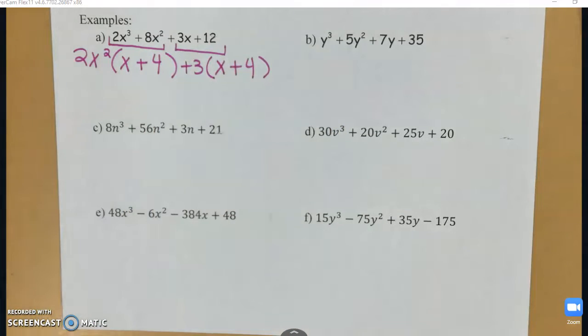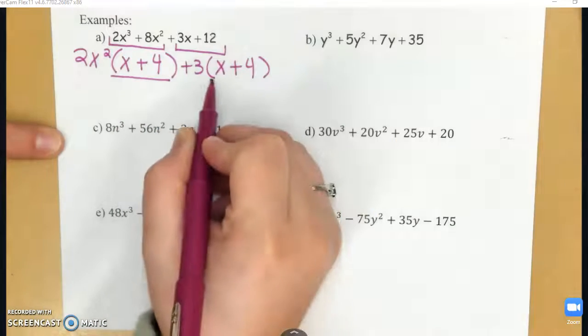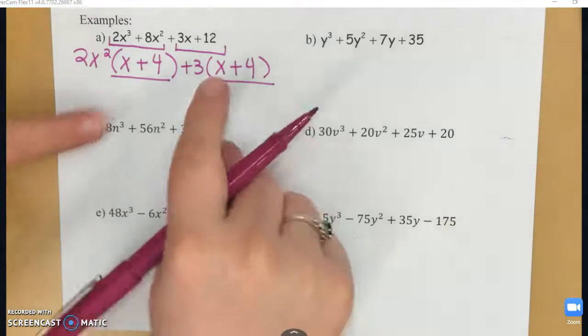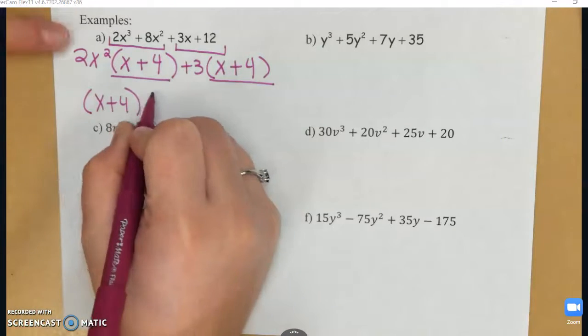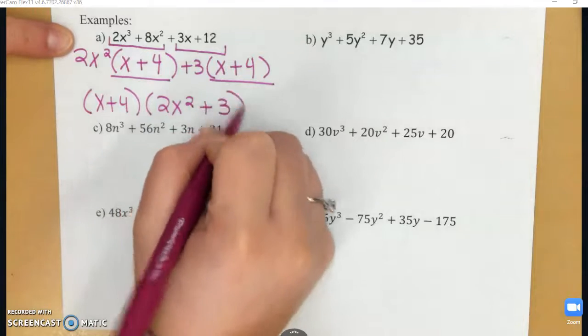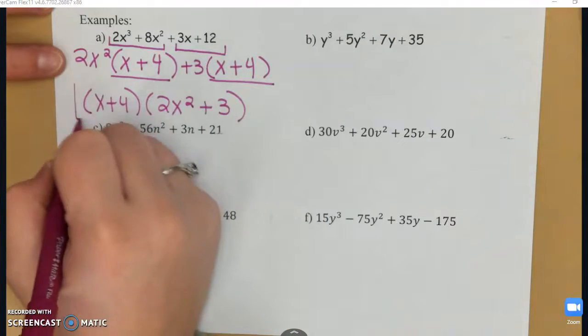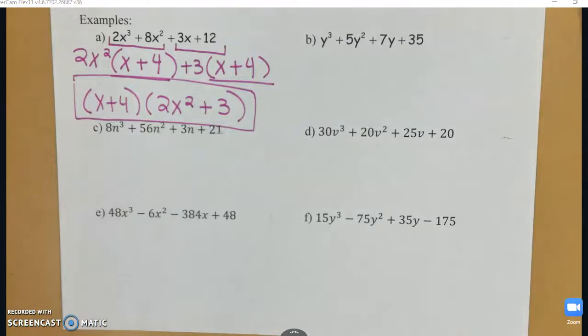So now looking at each group that I've individually factored, I now have the common factor x plus 4, which I can take out from both terms. And that leaves me with 2x squared from the first term and 3 from my second term. So this is my final factored answer, and I can check to make sure I've done this correctly by FOILing and seeing that I end up with what I started with.